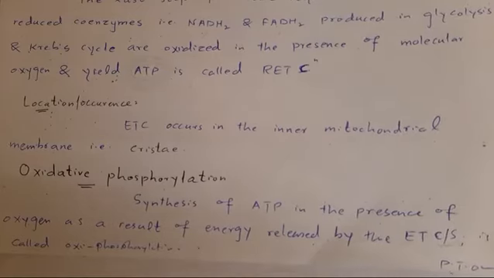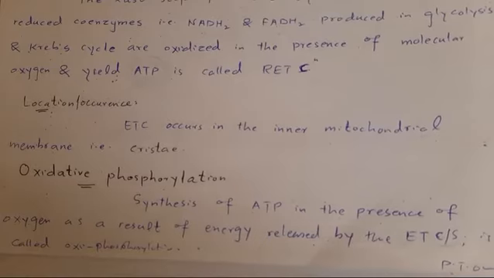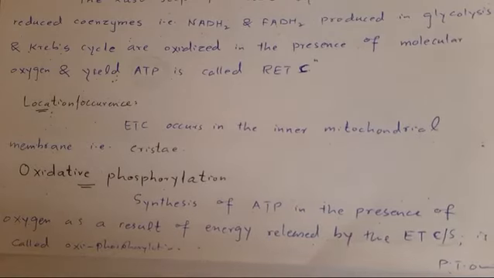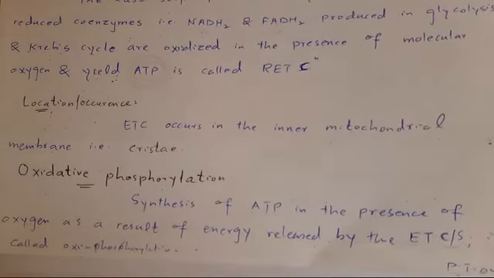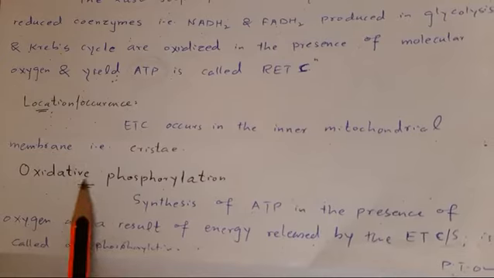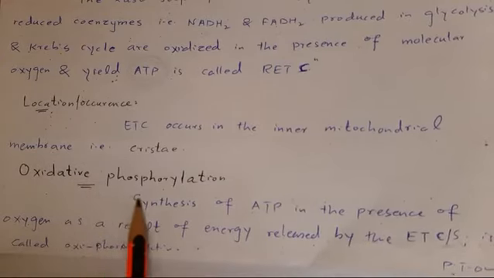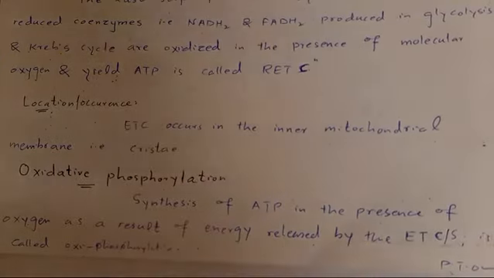So there are three types of phosphorylation. First, you studied photophosphorylation in the light reaction of photosynthesis, then substrate level phosphorylation in glycolysis and Krebs cycle, and now this is the third type of phosphorylation, that is oxidative phosphorylation in the electron transport chain of respiration.